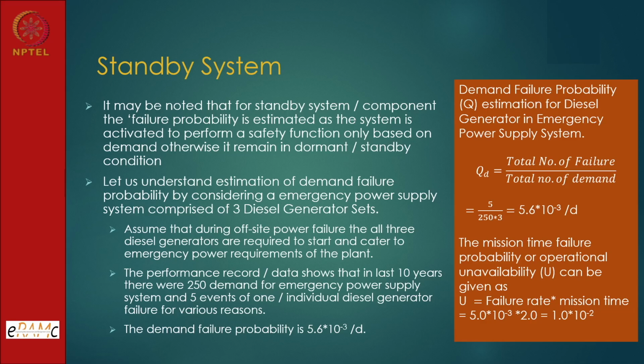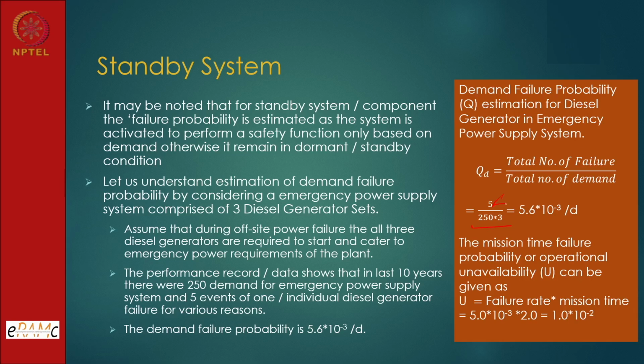So for the demand, let's say, for example, I have 10 years of data, and again I have 3 pumps, or rather 3 diesel generators. Earlier it was for a pump; now it is for a diesel generator, which is actually an emergency power supply standby system. So 3 diesel generators, and there were 250 demands.